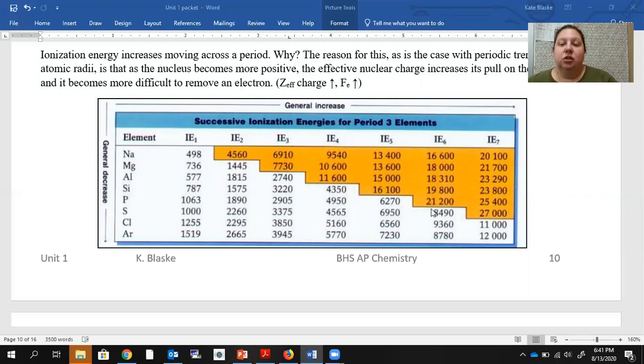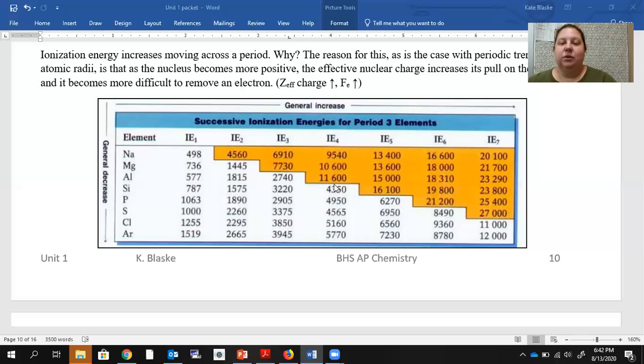Those largest jumps show us when we are starting to try and remove an electron from the next closest energy level to the nucleus. So if we think about sodium, sodium is a 3s1 element. So its first electron that gets removed is from the 3s sublevel. When I want to remove a second electron from sodium, now I'm trying to remove an electron from the 2p sublevel. That 2p sublevel is closer to the nucleus, so it is going to require a lot more energy to remove than a 3s electron.